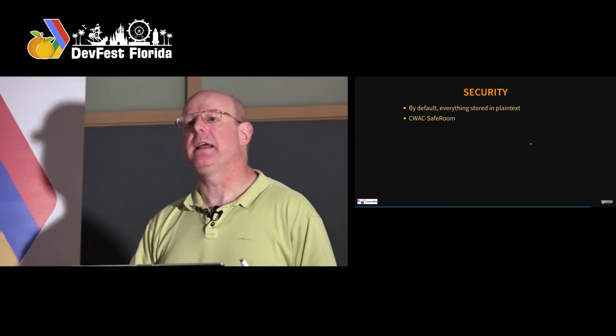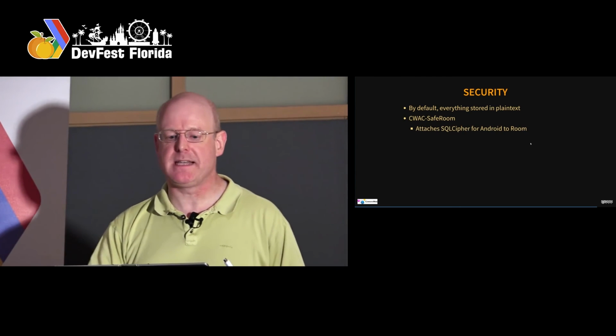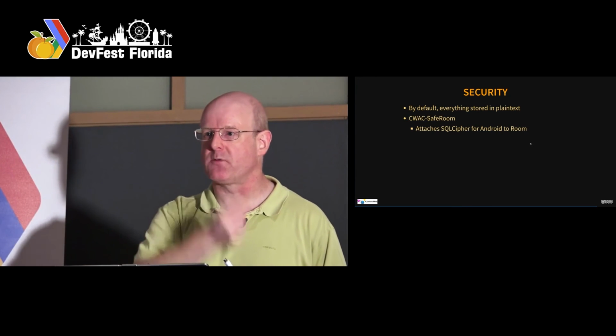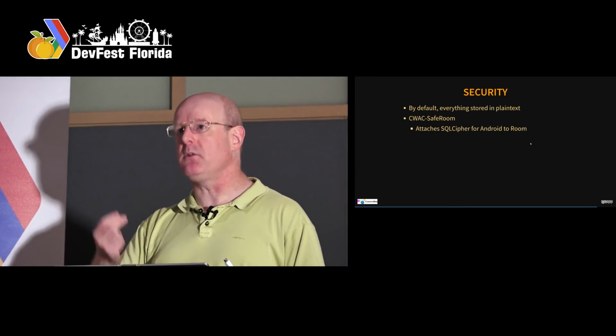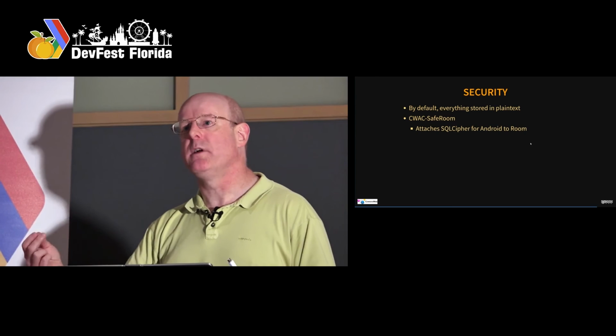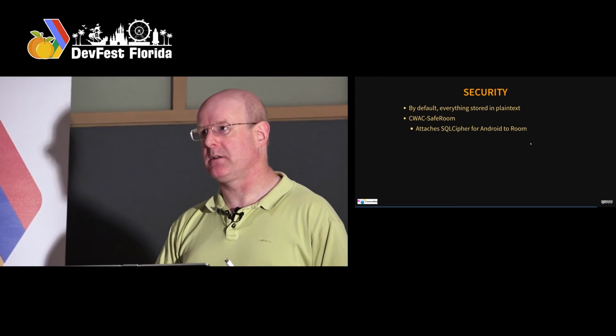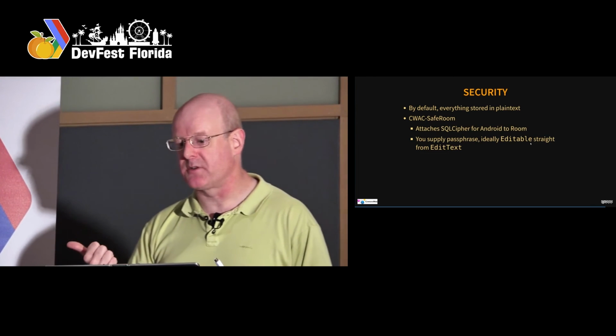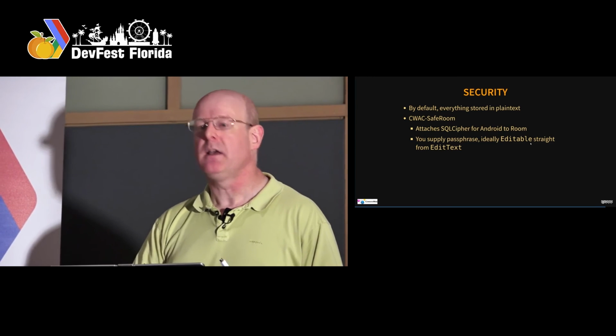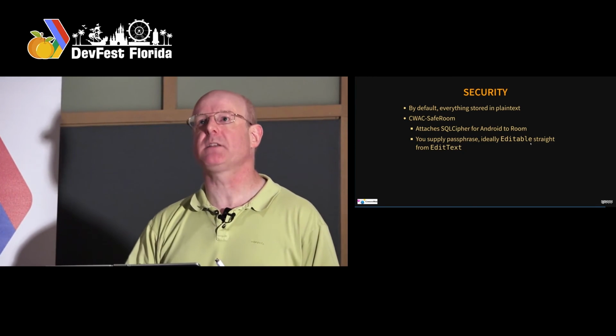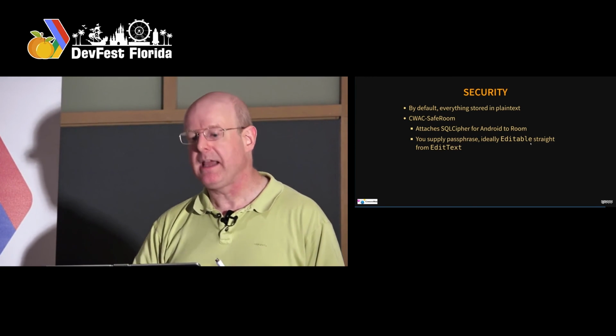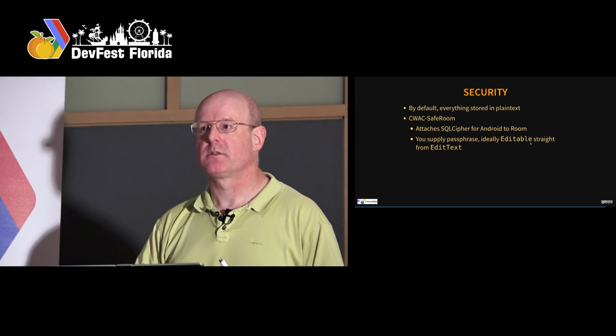I do, in the CWAC-SafeRoom library, which has the bridge code necessary to teach Room how to work with SQLCipher for Android, as opposed to working directly with the SQLite that's built into the framework. You supply the passphrase to me, probably as an Editable that you get from an EditText widget, and I will pass that passphrase into SQLCipher for Android, and everything just works.